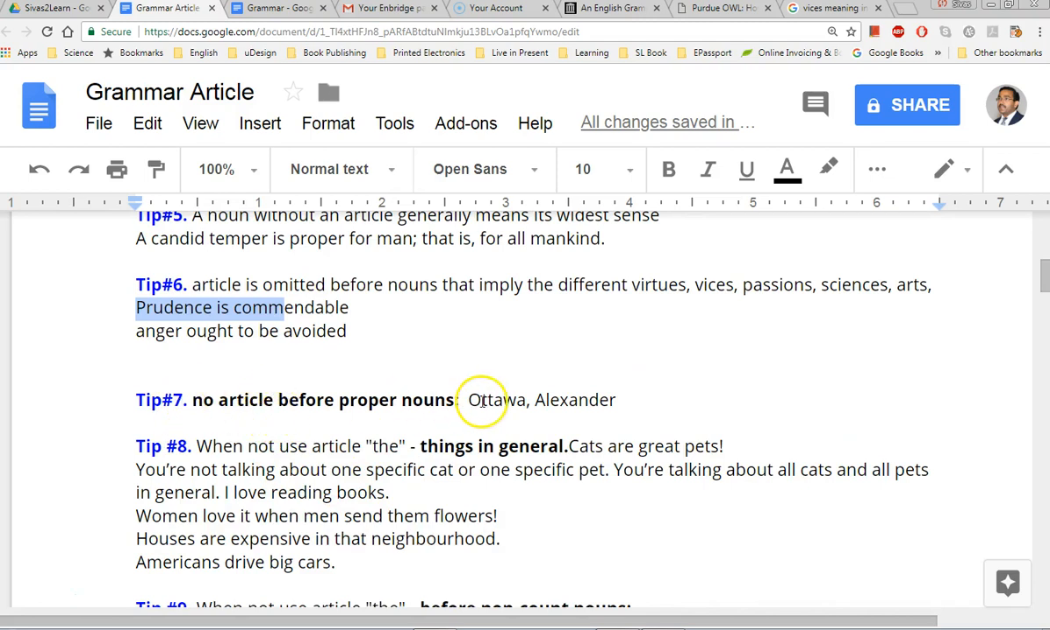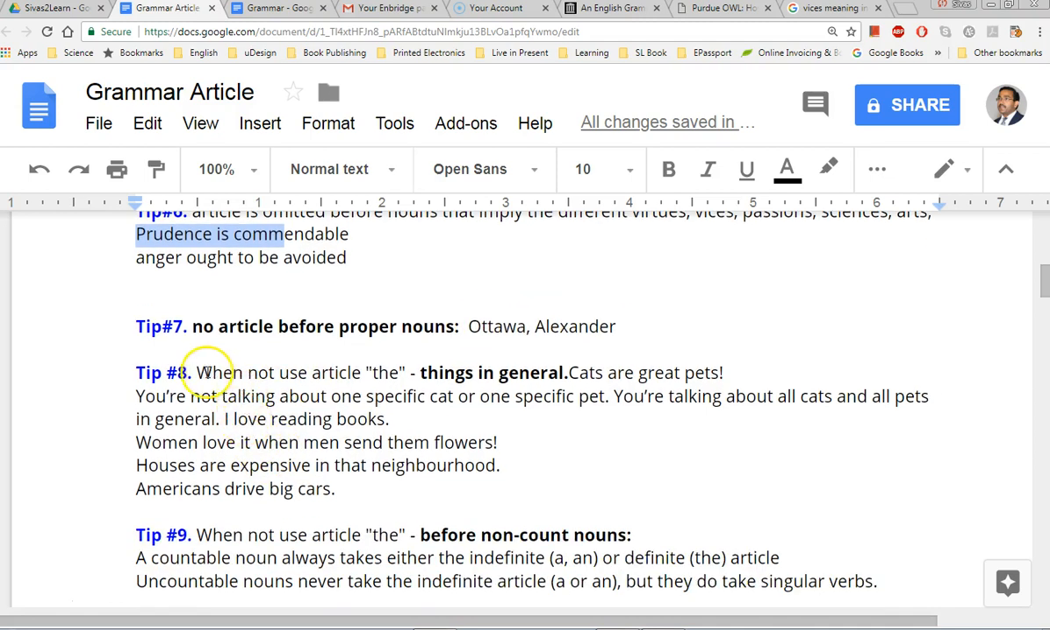Okay. So, no article before proper nouns. Names, places, countries: Ottawa, Alexander. There's no article needed. The main thing is actually when not to use an article.